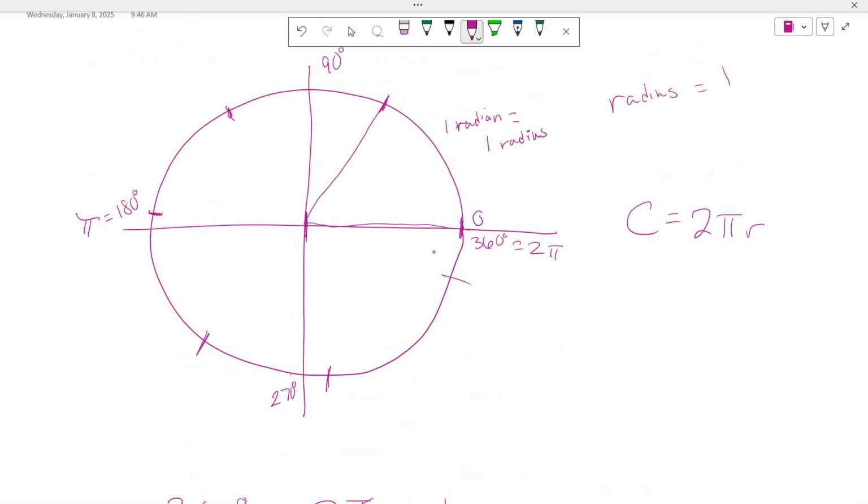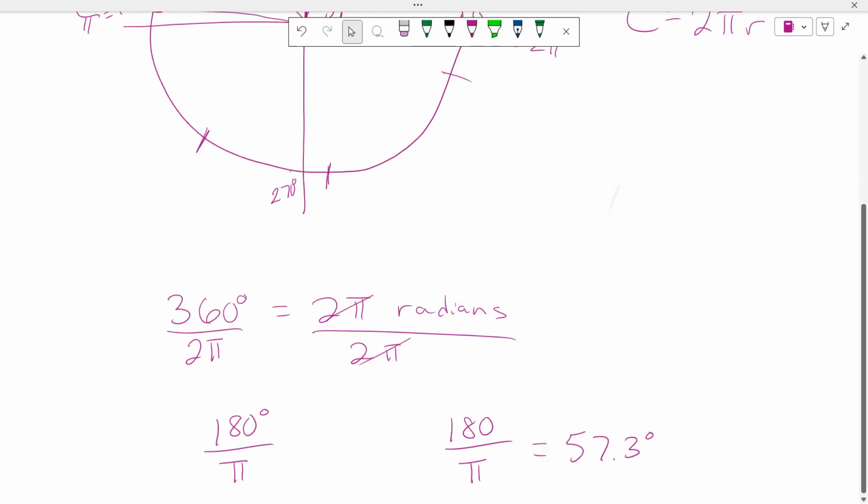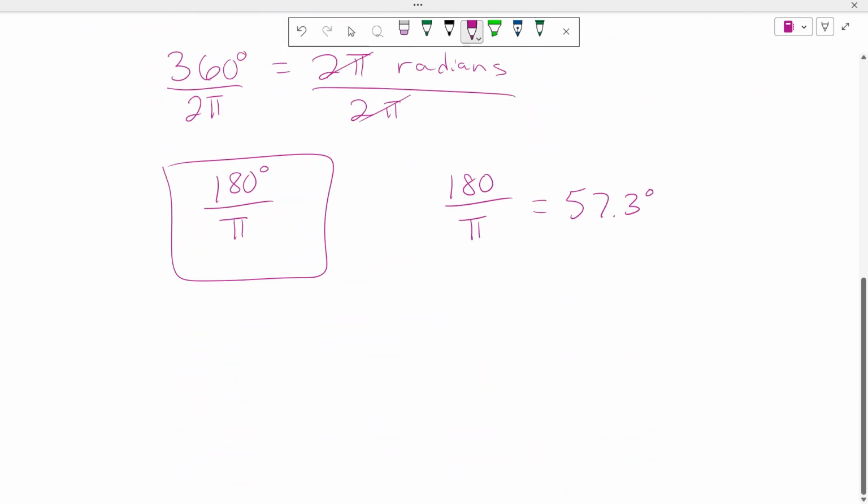So this angle is like 57.3 degrees, which makes 1 radian. 2 radians is like 114.6 degrees, about. If we add another 57.3 on there, that's 171.9 degrees, which is really close to 180 degrees. So there's 3.14 radians in 180 degrees, in half a circle. We're going to use this a lot when we're converting from degrees to radians, radians to degrees.